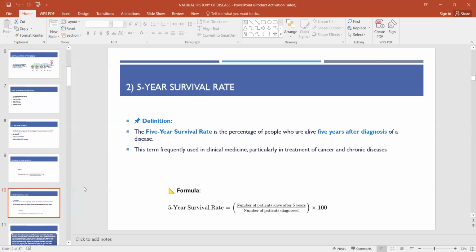Number 2, 5-year survival rate. The definition of 5-year survival rate is the percentage of people who are alive 5 years after the diagnosis of disease. The term is frequently used in clinical medicine, particularly in the treatment of cancer and chronic disease. The formula of 5-year survival rate is: 5-year survival rate is equal to number of patients alive after 5 years divided by number of patients diagnosed multiplied by 100.